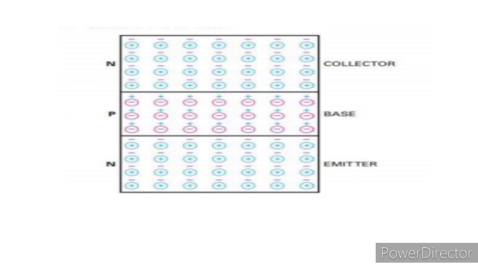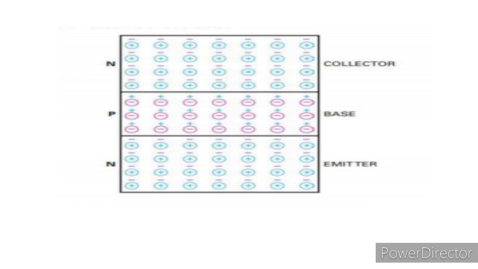The structure of the transistor. A transistor has three doped regions shown in the figure. The bottom region is called the emitter, the middle region is called the base, and the top region is called the collector. In an actual transistor, the base region is much thinner compared to the collector and emitter regions. The transistor in the figure is an NPN device because there is a P-type region between two N regions.